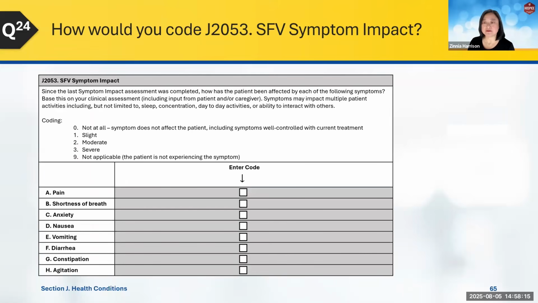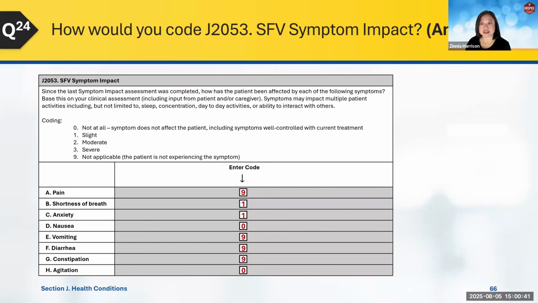How would you code a symptom follow-up visit or symptom impact? So just like in symptom impact, you rate the impact of every symptom listed. So I'll give you some time here. Okay, so although improved, the anxiety and shortness of breath still have a slight impact on Mr. W. Since the nausea and agitation were well controlled with medication or current treatments, these would be coded 0, not at all. All other symptoms would be coded 9, not applicable.